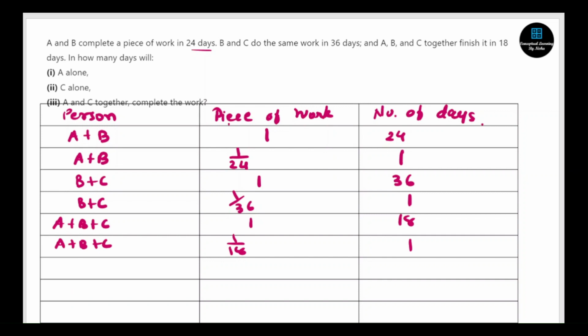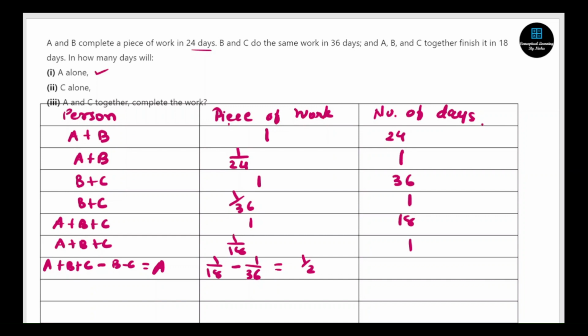Now see, we structured this. Now we have to find how many days A alone will take to complete. To find the value of A alone, I can subtract B and C from this. If I do A plus B plus C minus B minus C, then I'll get the value of A alone. So I have to do 1 over 18 minus 1 over 36, which is B and C together. When I do so, I'll get 1 over 36.